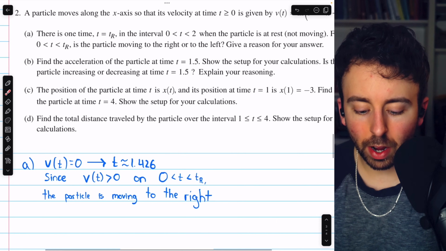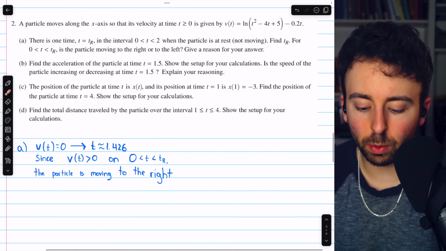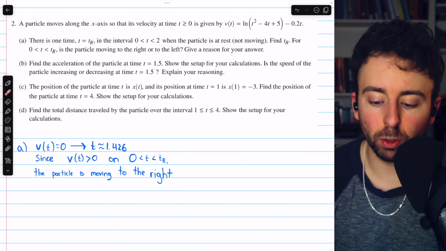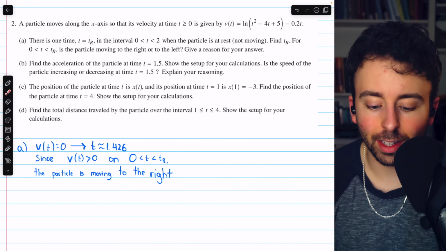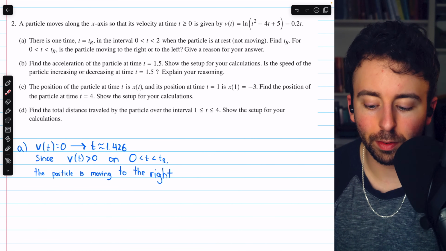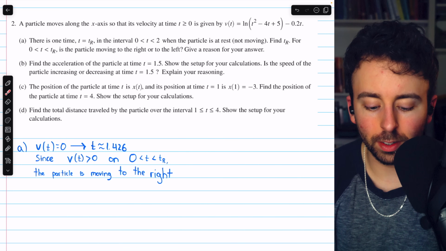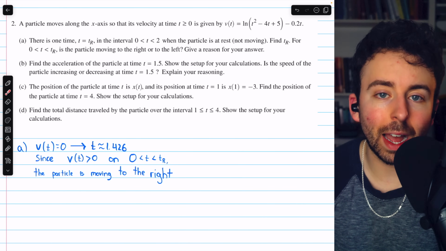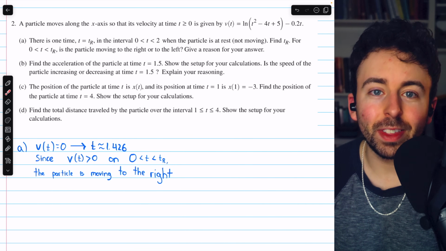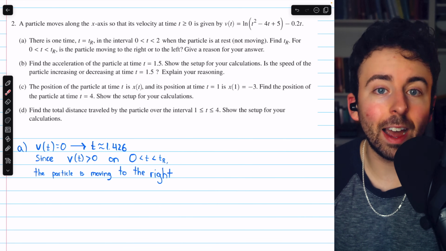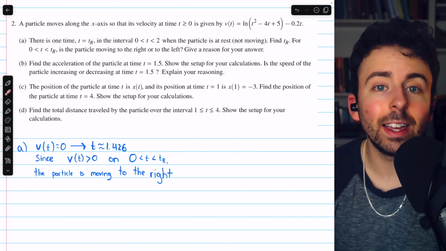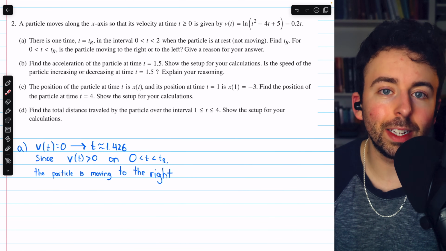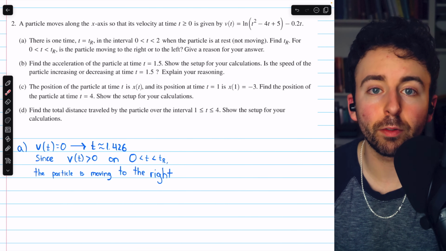On to part B. Find the acceleration of the particle at time t equals 1.5. Show the setup for your calculations. All right, so for that, we'll just take the derivative of velocity to find the acceleration and plug in t equals 1.5. We're also asked if the speed of the particle is increasing or decreasing at this time. Speed is the absolute value of velocity, and if the acceleration and velocity have the same sign, then the speed is increasing. If the acceleration and velocity have opposite signs, then the speed is decreasing.